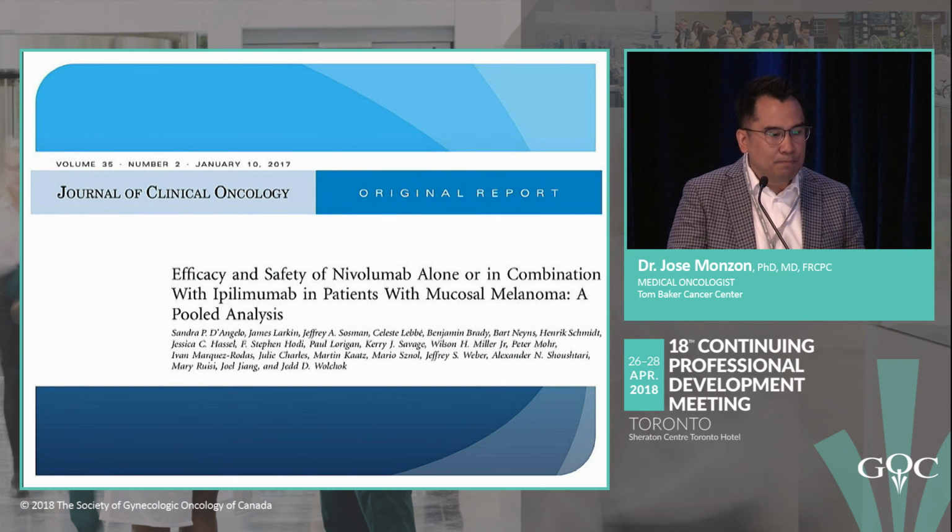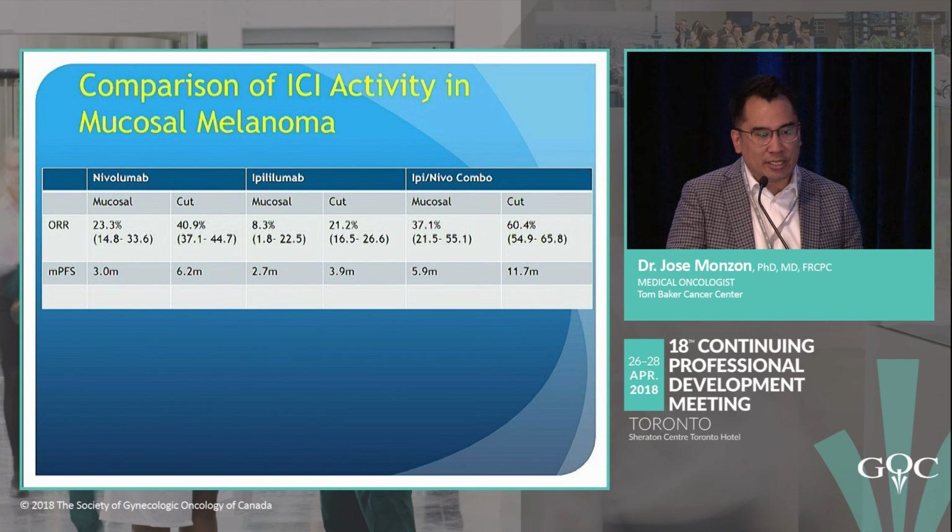So this next slide looks at the efficacy and safety of PD-1 inhibition or PD-1 inhibition combined with ipilimumab in mucosal melanomas. And this just summarizes what I said exactly, that the response rate and the median progression-free survival is inferior to that of the cutaneous counterparts. But having said that, there is still activity with mucosal melanomas with both Ipi-Nivo combination, Nivo alone, or Ipi alone. But it looks like Nivo is superior to Ipi as single agents.